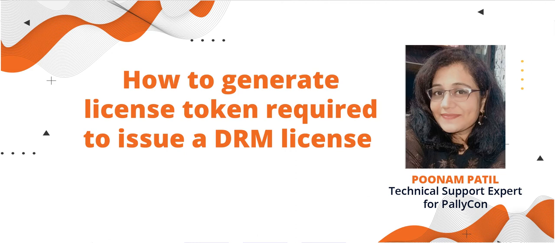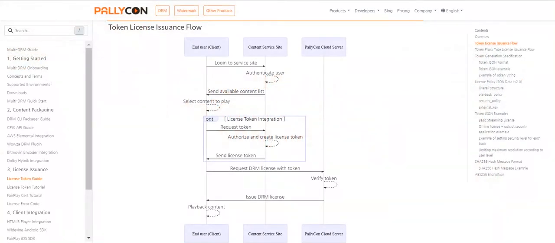In this video, I'll walk you through the license integration process. This is the second step in multi-DRM integration. In order to play the content that we packaged in our previous video, we will need a DRM license to be issued to our player.